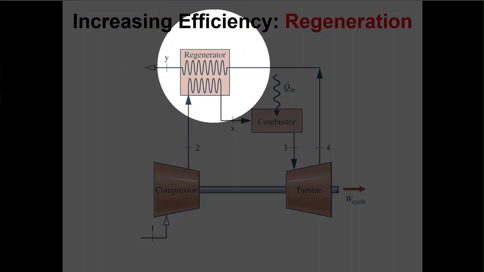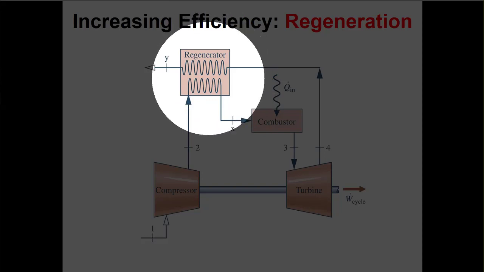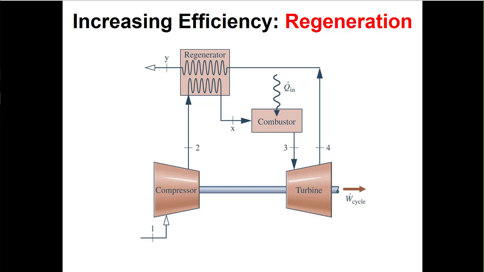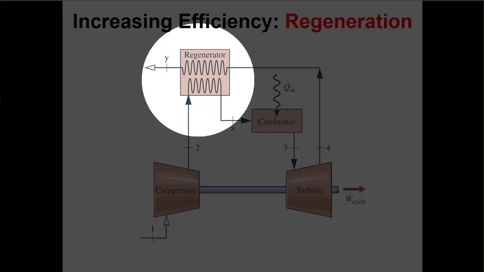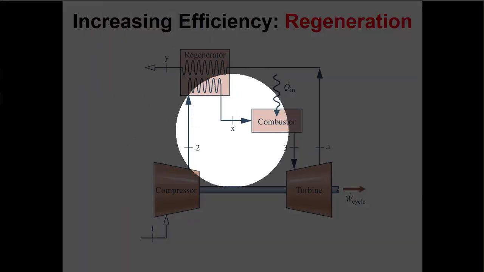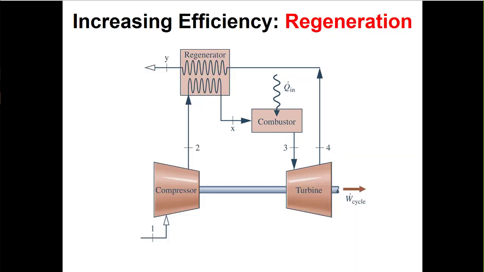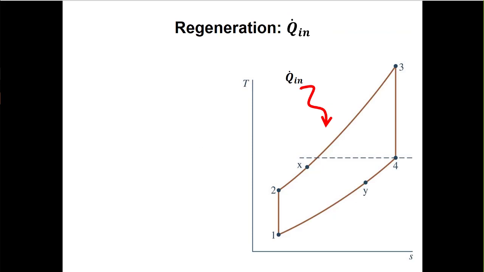And what happens here is, even though the mass doesn't mix, heat is transferred from the hot leg to the cold leg, right? And because of that, we're reducing our outlet temperature, but we're increasing the temperature where we go into the combustor. So we can get to whatever temperature we want by burning less fuel, right? So that's how regeneration increases efficiency, right?